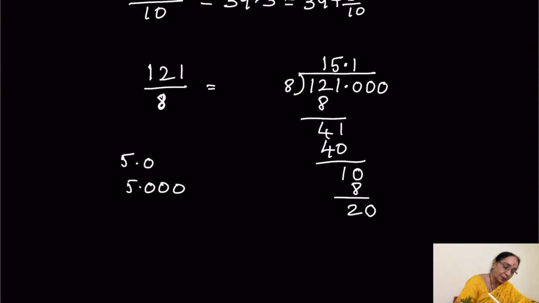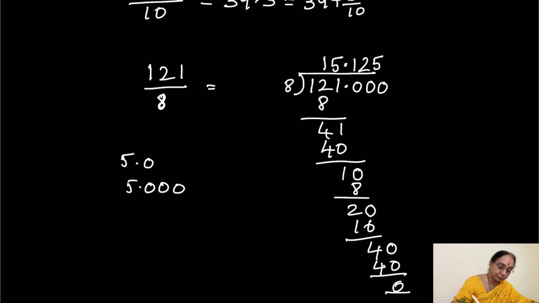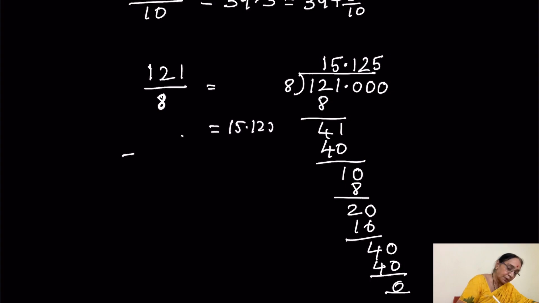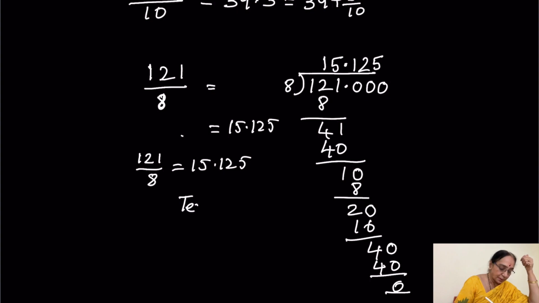So now when I have 20, I divide 20 by 8 twice, 16, again remainder 0. I bring down the other 0, now it is 5, 40, and it stops. So now what is the decimal representation of 121 by 8? It is 15.125. Now after that, you get a remainder 0 and you are not going to continue your division. So this is a terminating decimal. 121 by 8, which has been expressed as 15.125, is a terminating decimal.